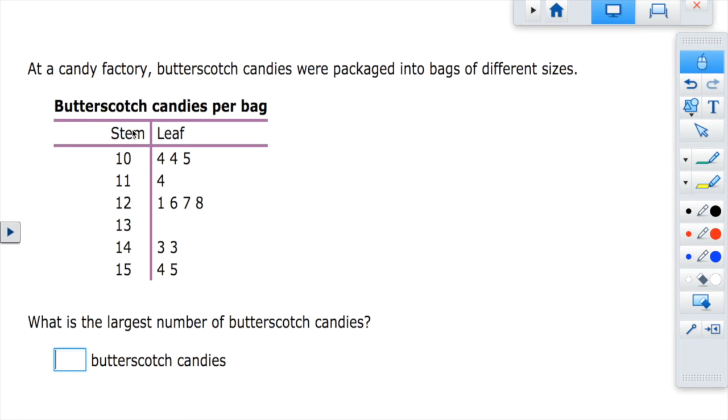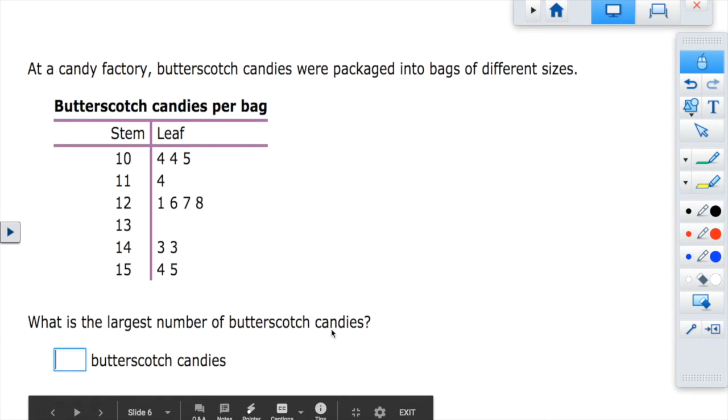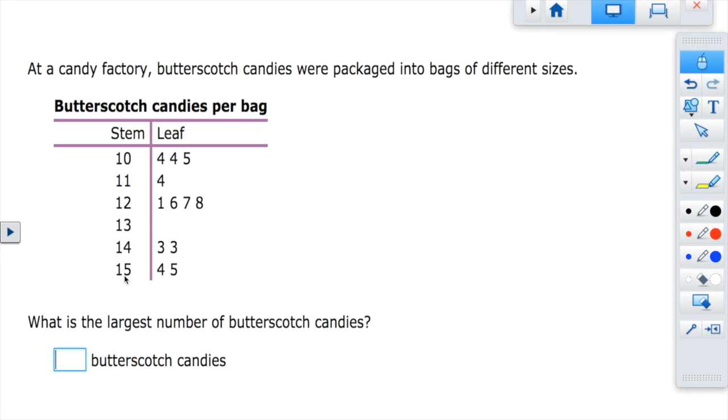At a candy factory, butterscotch candies were packaged into bags of different sizes. So this is the butterscotch candies per bag. So now that we have, this is 10 and 11, this is 104, 104, 105, 114, 121. What is the largest number of butterscotch candies? Well, we come down here to the bottom of our graph. Because this is 15, that means 150. So this is 154, 155.